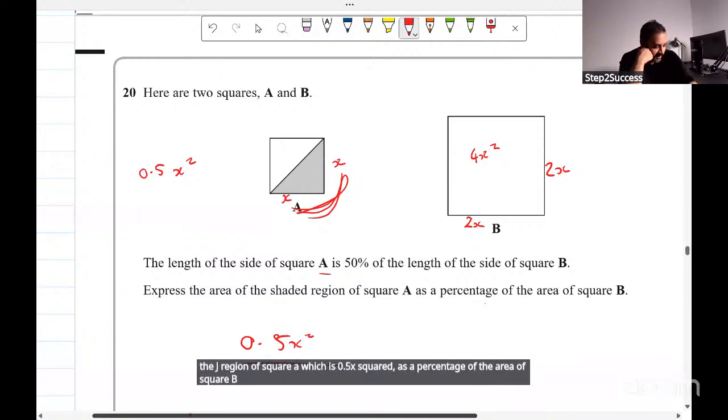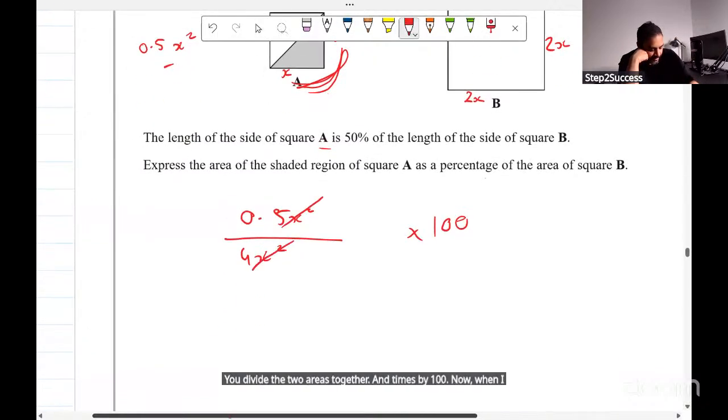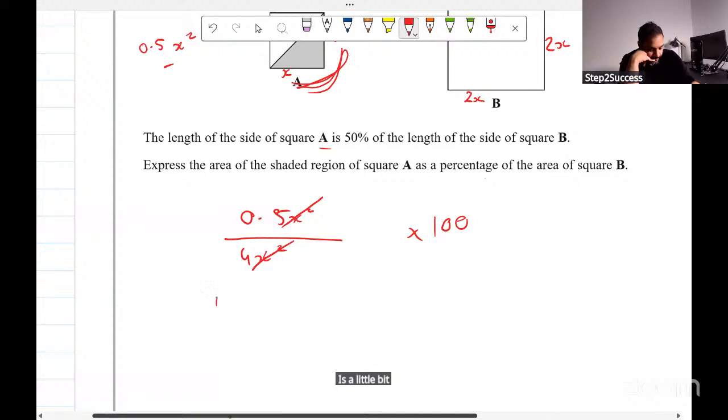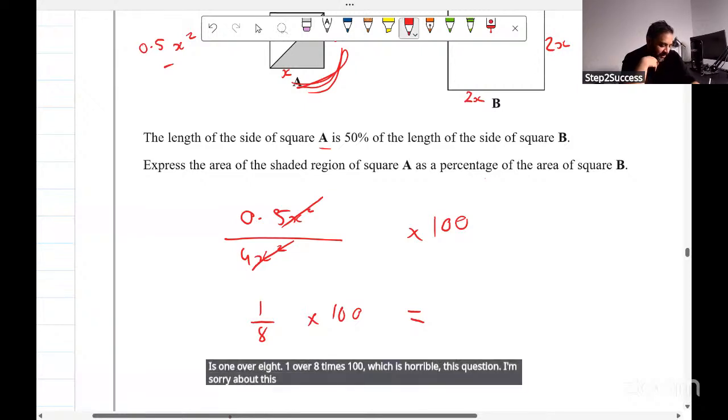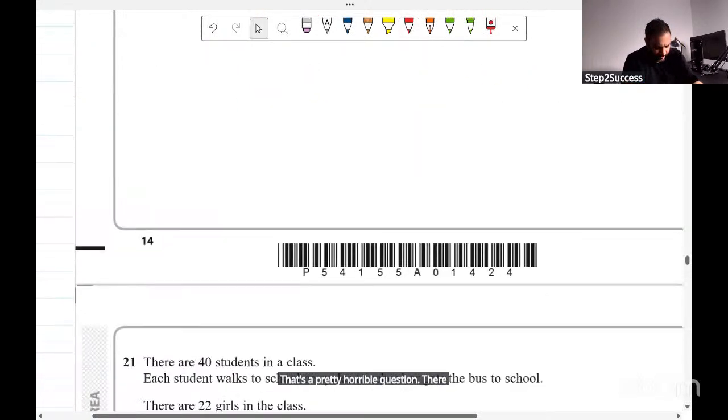To turn something into a percentage, you divide the two areas together and times by 100. Now, when I do this, my x squareds will cancel. 0.5 divided by 4 is a little bit harder to do, but is 1 over 8. 1 over 8 times 100. This is horrible, this question. I'm sorry about this. 1/8 of 100 is, I think, 12.5%. That's a pretty horrible question. There are other ways to do that, but I've done it.